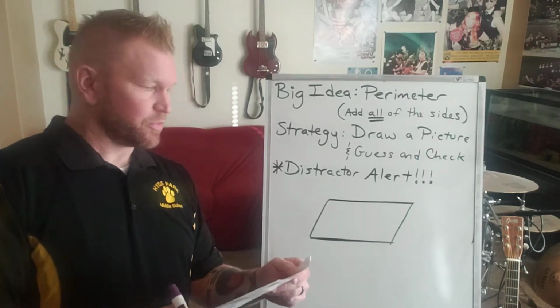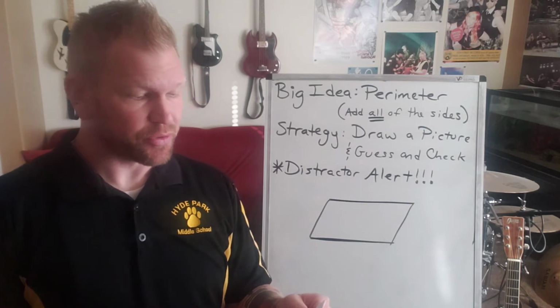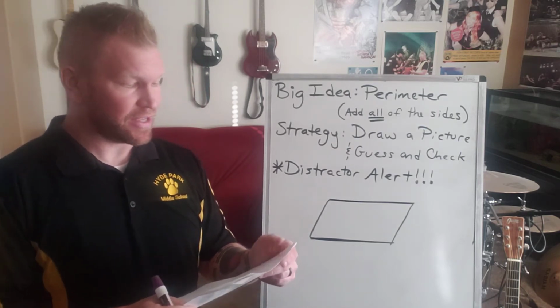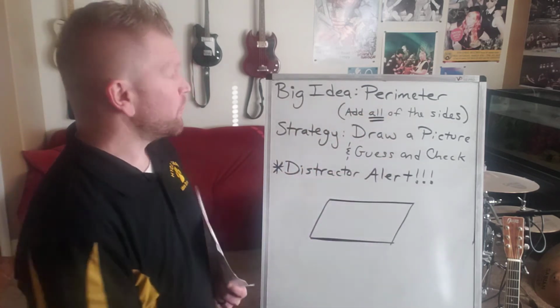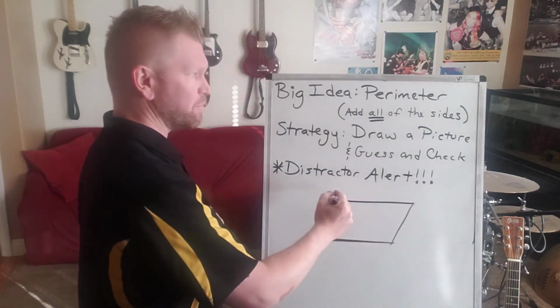All right, for this question, we have the perimeter of parallelogram HIJK is 32 inches. If HI equals 12 inches, find the length of HK. Okay, so the big idea is perimeter. To find the perimeter, you want to add all the sides because perimeter is the distance around the shape.